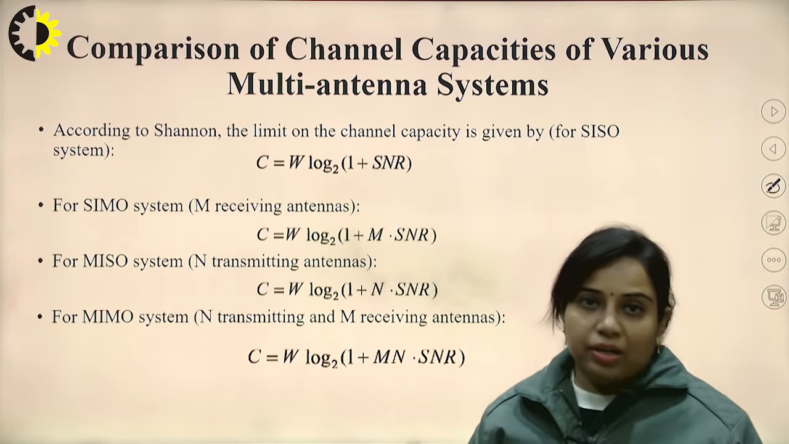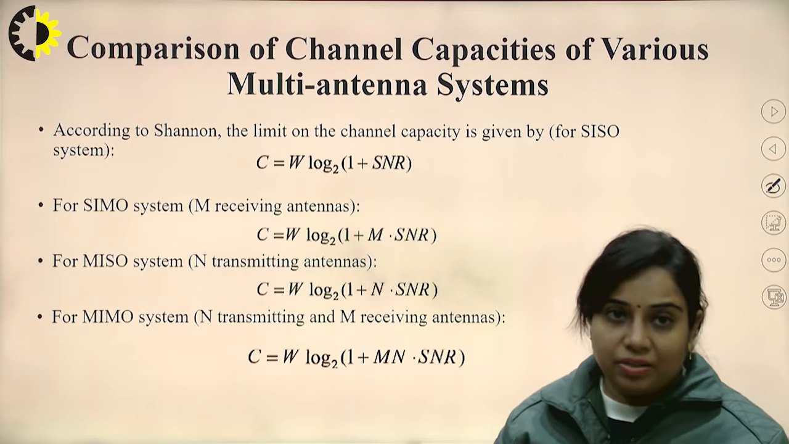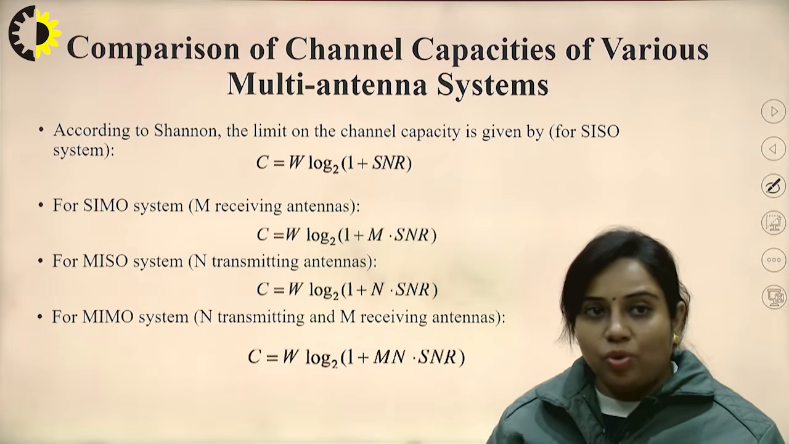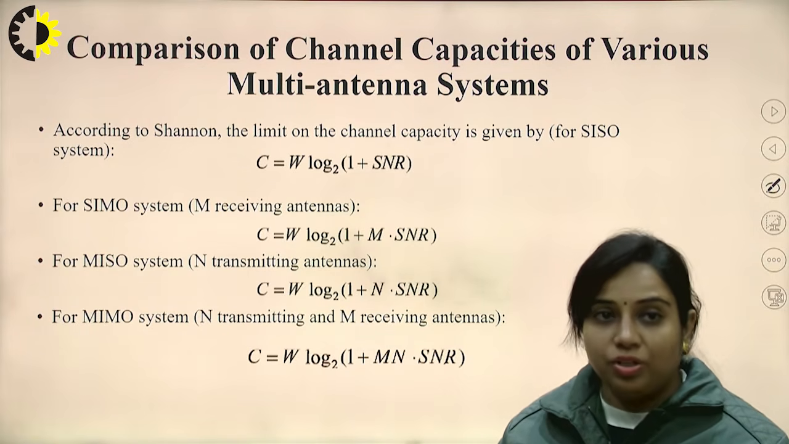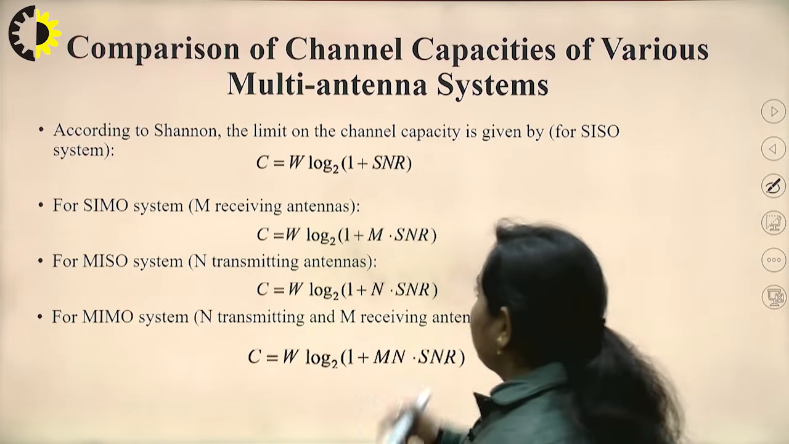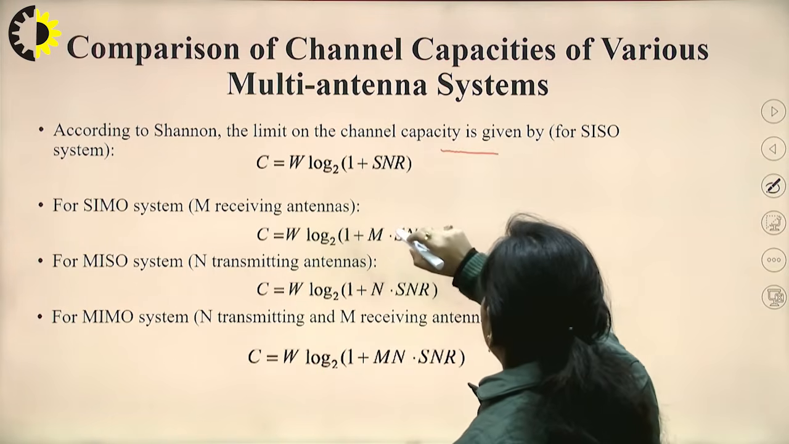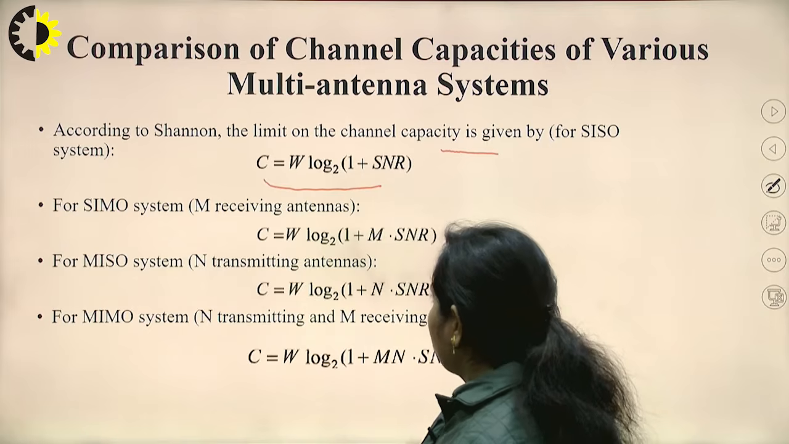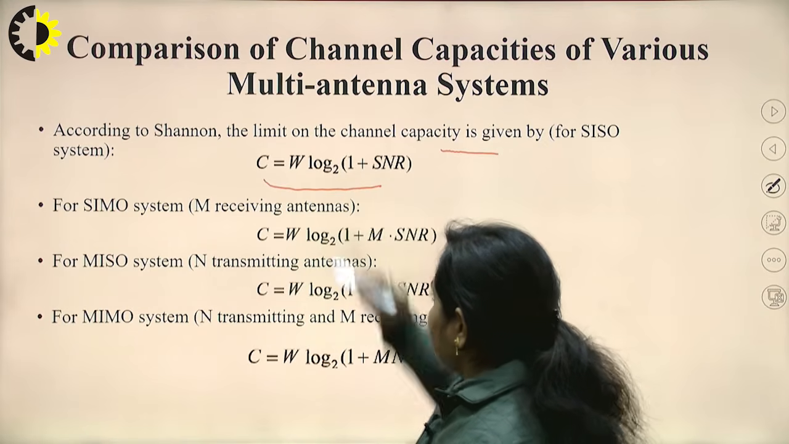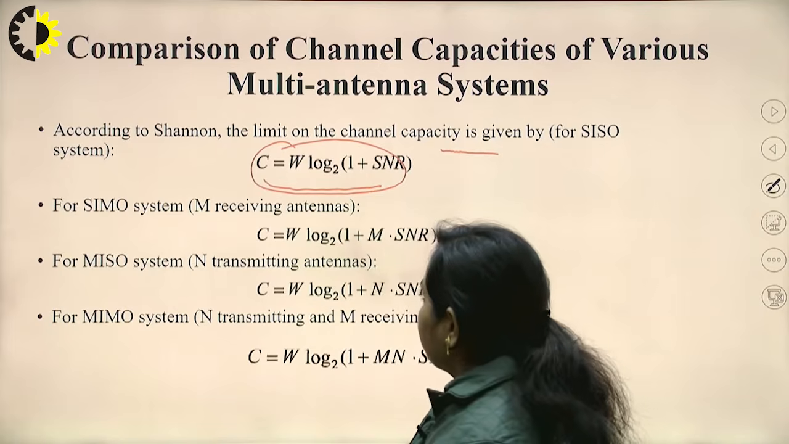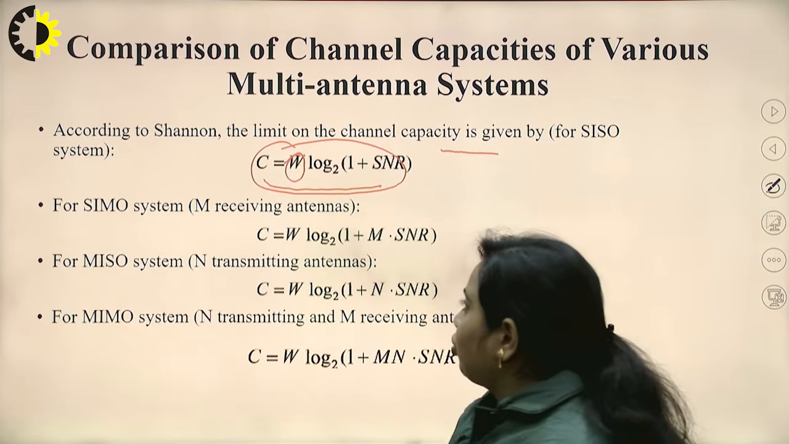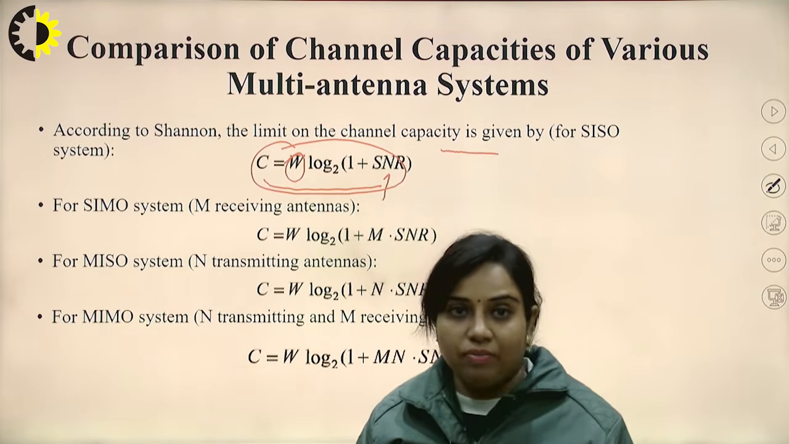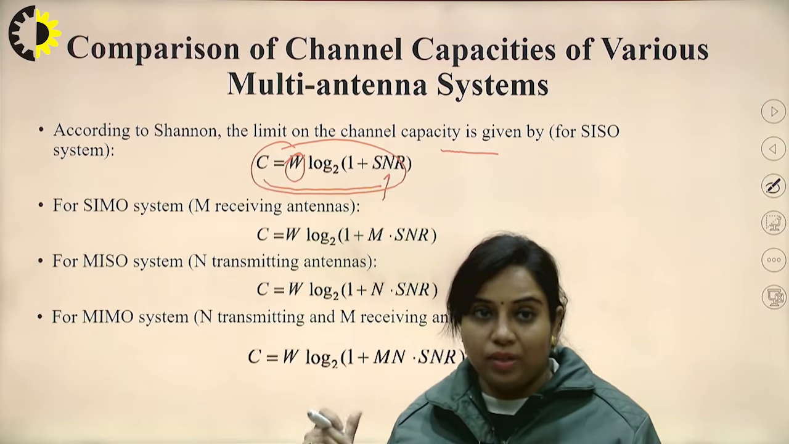Now comes the comparison of channel capacities of various multi-antenna systems. Here we are going to calculate the capacity of the channel based on the very famous Shannon capacity formula. According to Shannon, the limit on the channel capacity for the SISO system is C equals W log to the base 2 of (1 plus signal to noise ratio). This is a very common formula given by Shannon, where W is the bandwidth of the channel, and the signal to noise ratio is the output signal to noise ratio you have received, which you have to use over here.